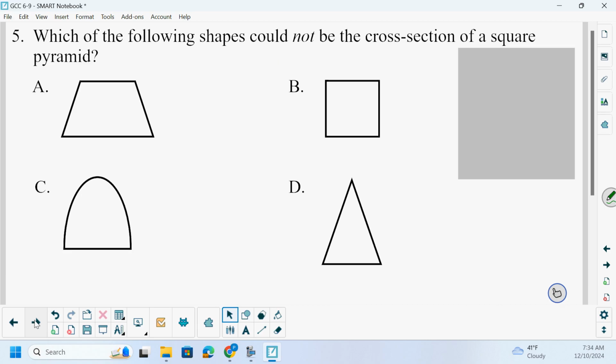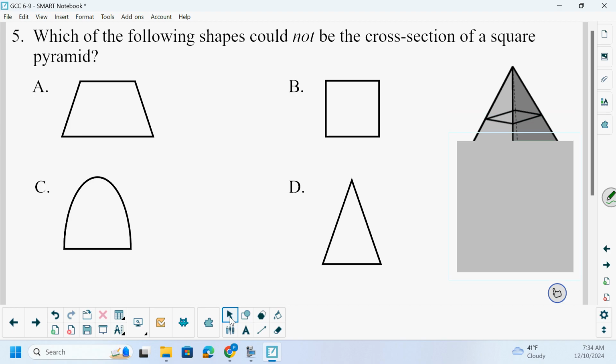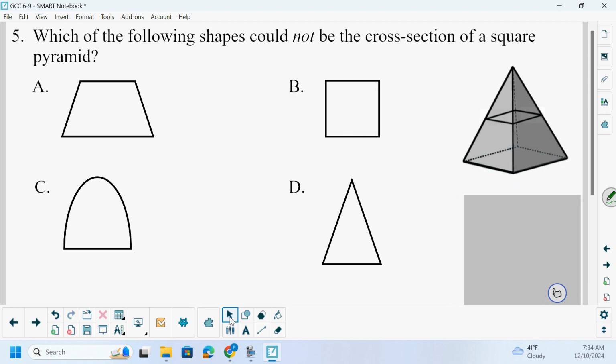So next we're going to work with a square pyramid. So here's an example of a square pyramid. So we need to think about which of these shapes can we not get from doing a cross section. So again, we'll give you 30 seconds. Feel free to discuss in your groups if you are unsure, but see within your groups if you can come up with a consensus of which one is not a possible cross section for a pyramid.